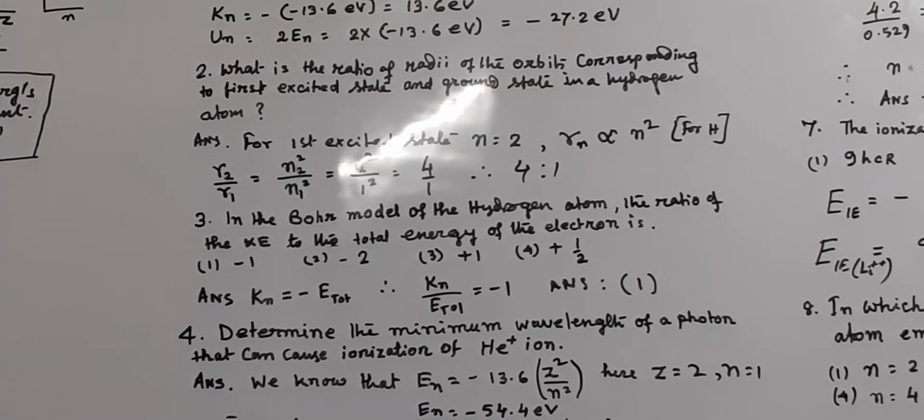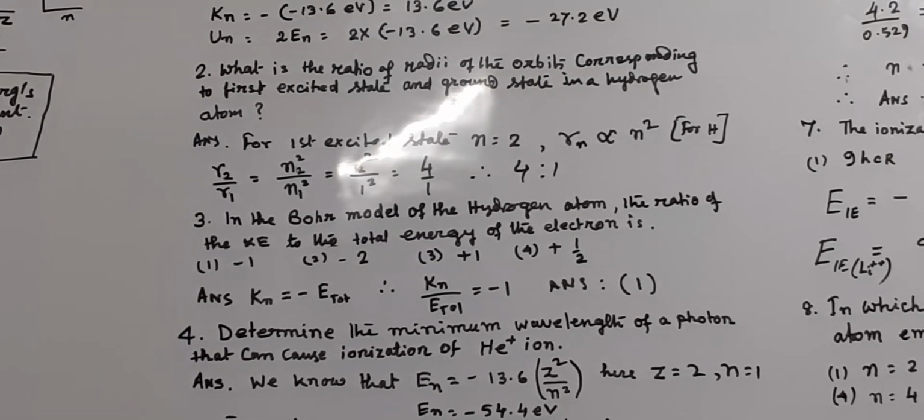Now come to question number 4. Determine the minimum wavelength of a photon that can cause ionization of helium plus ion. Now we know that total energy equal to minus 13.6 into z square by n square, where z equal to 2, n equal to 1, then we will get minus 54.4 electron volt.